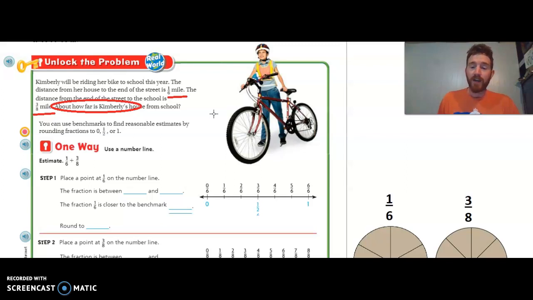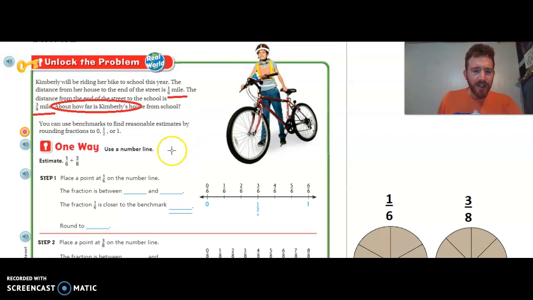When we estimate, we're not going to round to the nearest whole number necessarily. Basically, we're going to either say our fraction is pretty close to 0, or it's pretty close to 1 whole, or it might be right in the middle. We're going to call that a half, and then we can think half. Adding halves is kind of an easy thing to do, and that's what we're going to work on, okay?